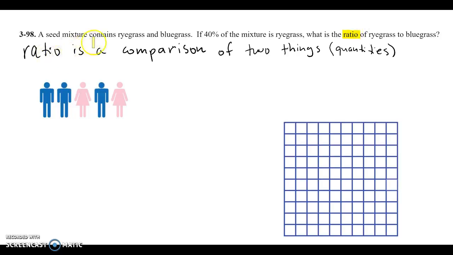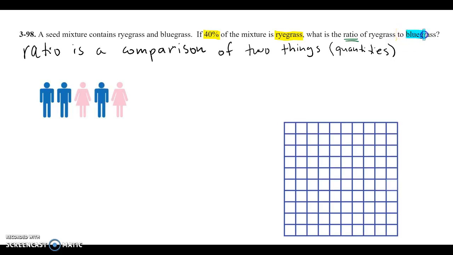So it says a seed mixture contains ryegrass and bluegrass. If 40% of the mixture is ryegrass, what is the ratio? Important word. We're going to talk about that right now. Ratio of ryegrass to bluegrass.